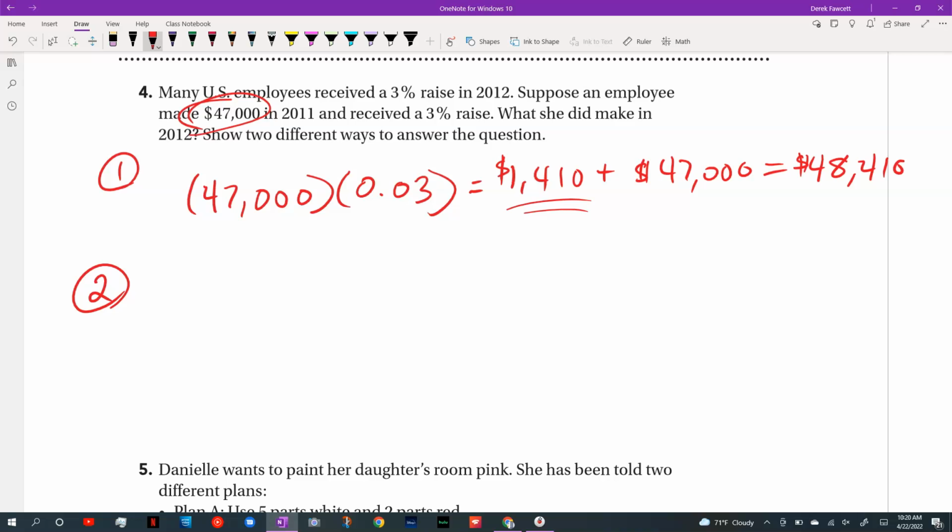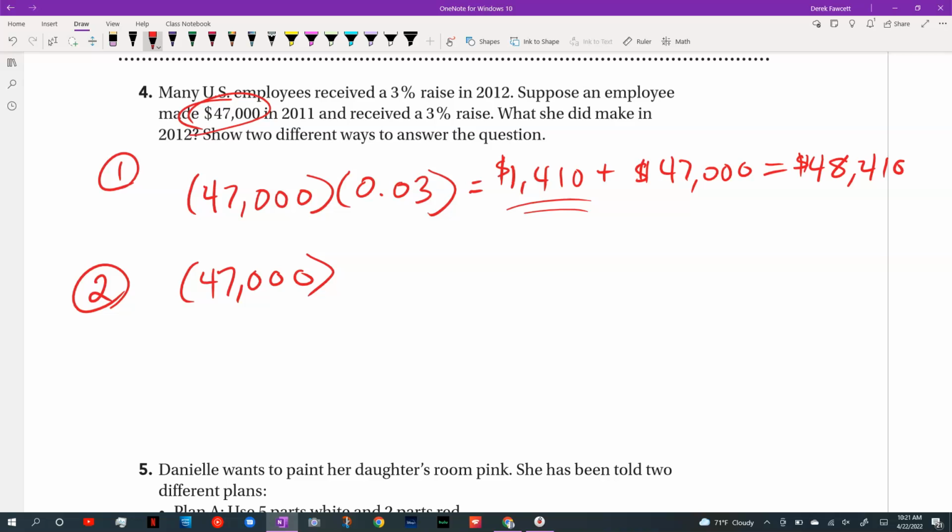And in the second way, some of you got really creative. Some of you found 1% and then added that 3 times to it, and that's great. Here's my motto in life: keep it simple, right? So here's the simplest way to think about this. Okay, so she or he, I'm sorry, could be a male too. They made 47,000. Does it say she? No. Oh, that's why I keep using that.